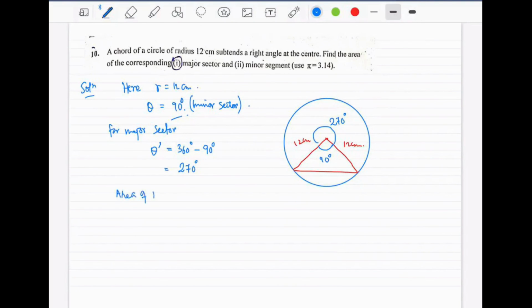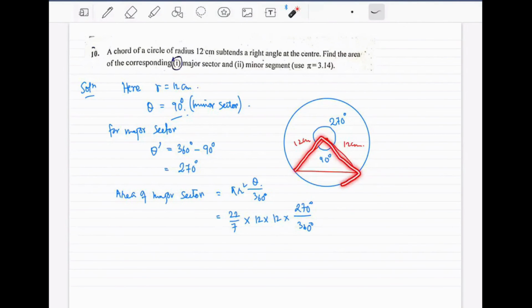Area of major sector. What's the formula? Pi r square theta by 360. Pi is 22 by 7. R is given as 12 into 12. And theta is how much? 270 divided by 360. Why didn't we take 90 degree? Because if you want to take this portion, this is the minor sector, we will take this angle 90 degree.